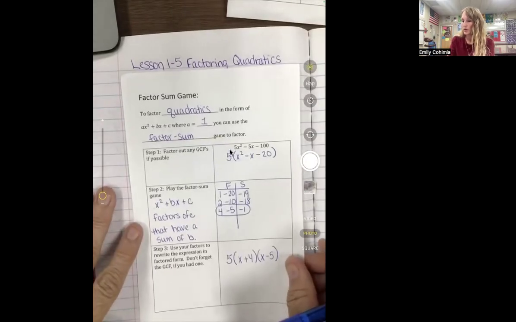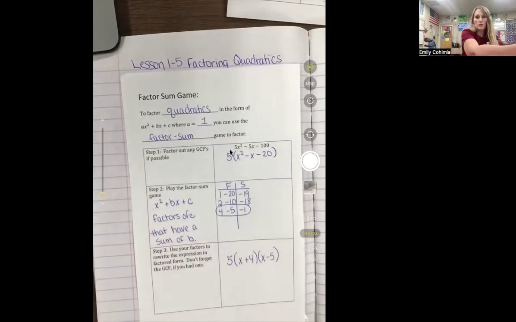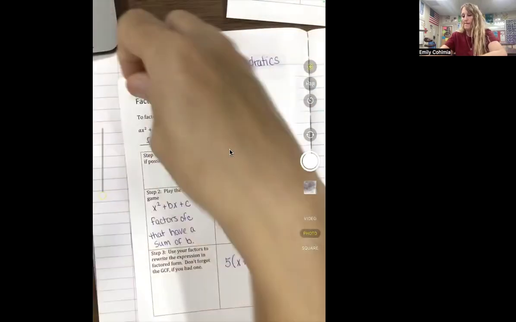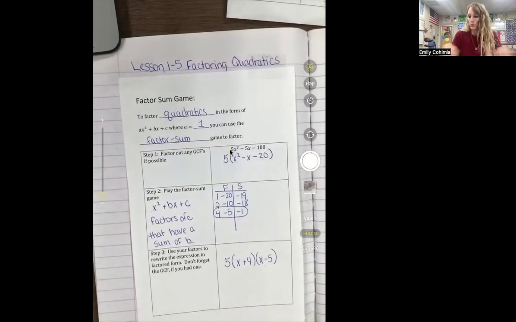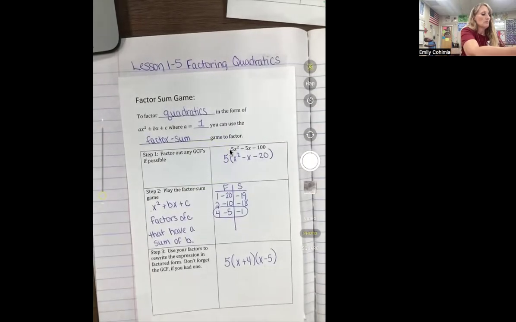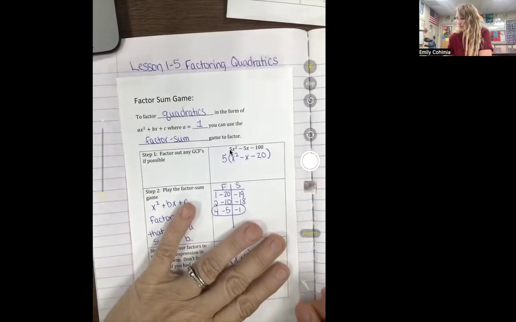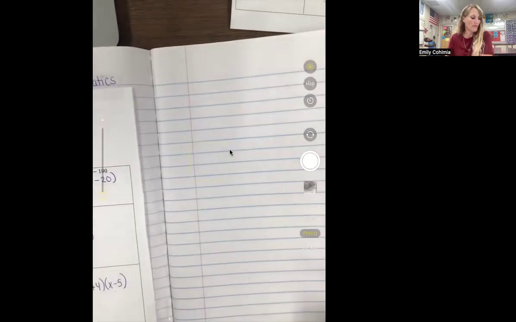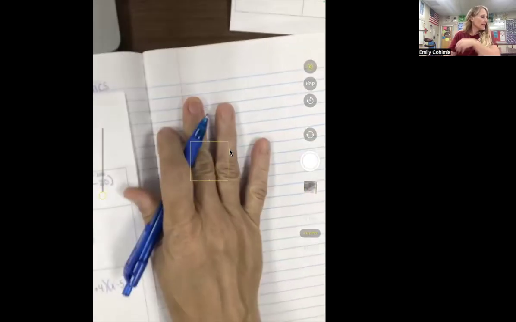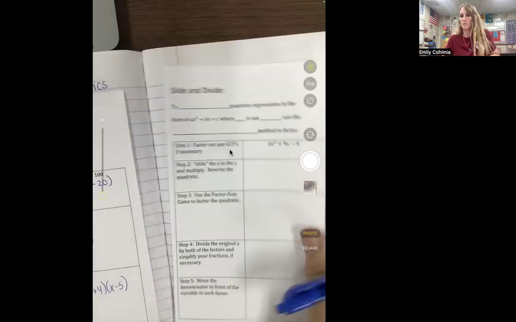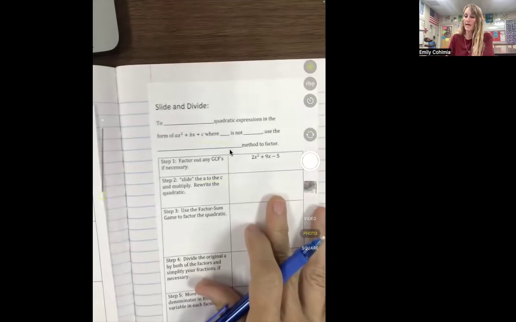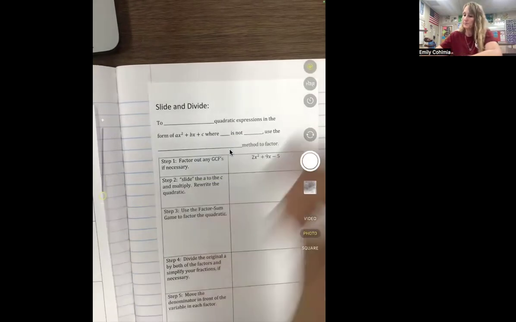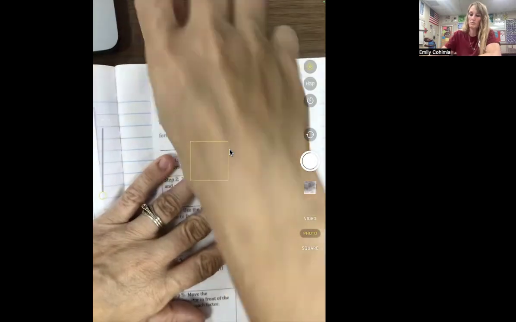So we're going to take this and we're going to go ahead and tape it into our iNotebook. Remember your tape rule, an inch or less. Okay. Now the second part of this is, well, what happens if you have an a? So the second part was this one, where we're going to remember how to do slide and divide. I'm going to go ahead and tape this in real quick. That way it doesn't move around so much.